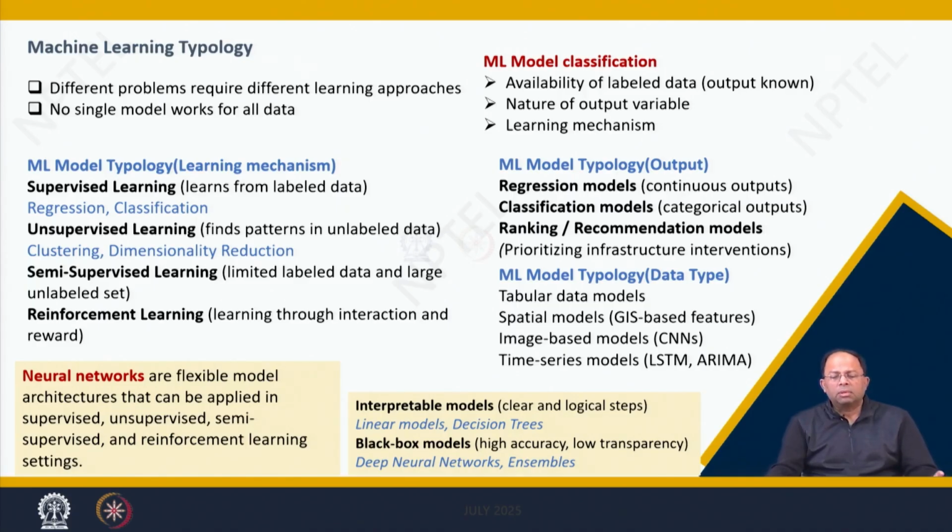First of all, the model classification could vary based on the availability of labeled data. That means if we already have input as well as output data, then only we can go for this kind of models. Then it can depend on the nature of the output variables. If the output variables are categorical or continuous, the model choice would be different. And finally, the learning mechanism. Depending on the learning mechanism, we can have different kinds of models. So, first, coming to the most important one, of course, the learning mechanism. That means what kind of theory is applied to solve that particular problem.